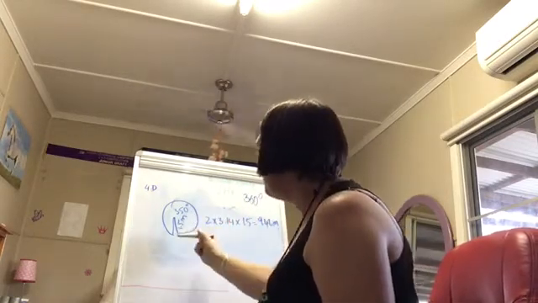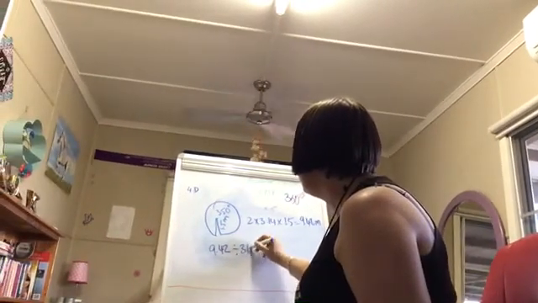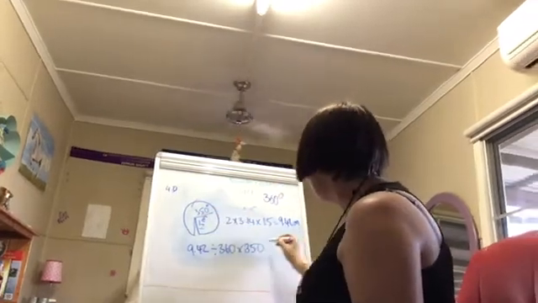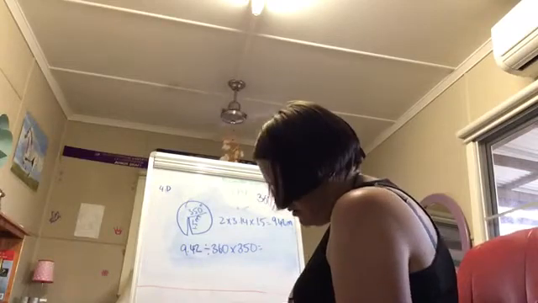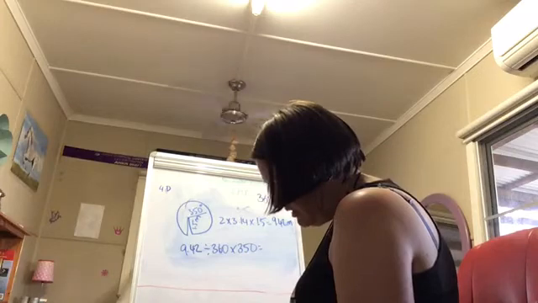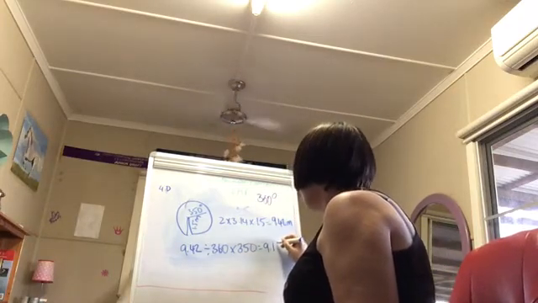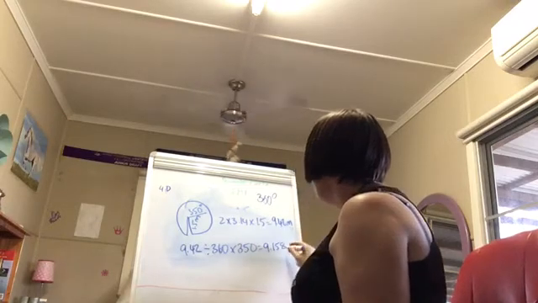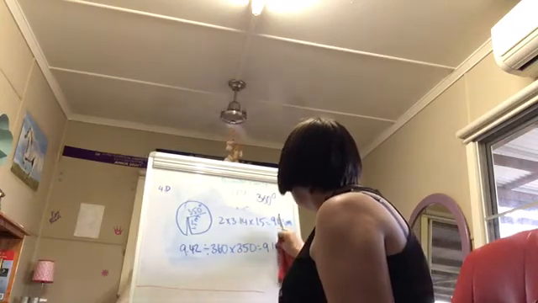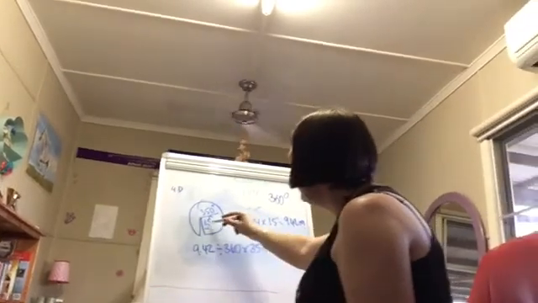Okay, so I'm going to go 9.42 divided by 360 multiplied by 350, because that's what this one's asking me to find. 9.42 divided by 360 equals that, multiplied by 350, gives me 9.158, so this is going to push that up to 6. So it's going to be 9.16, correct to 2 decimal places. Okay, 9.16, and this is metres.